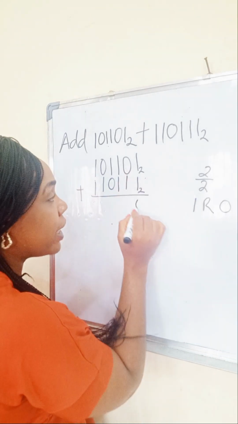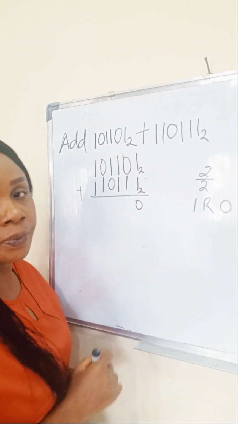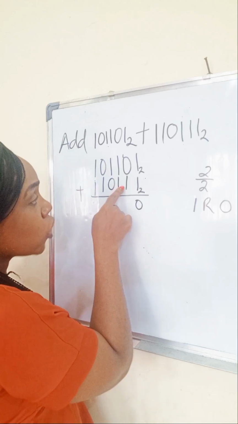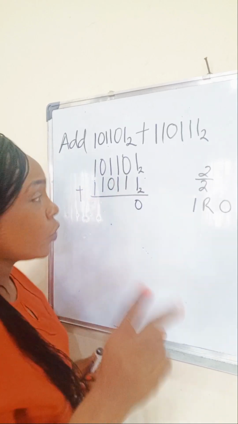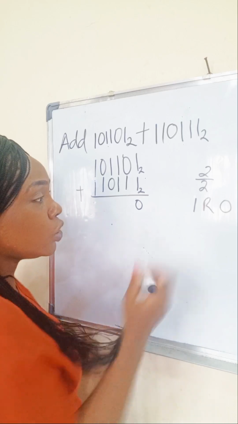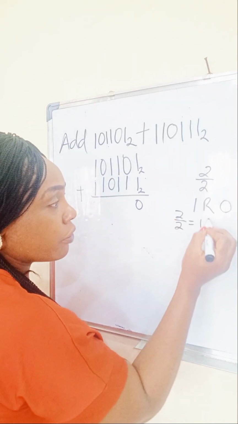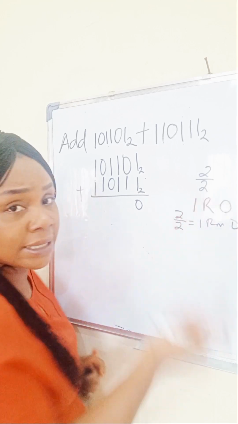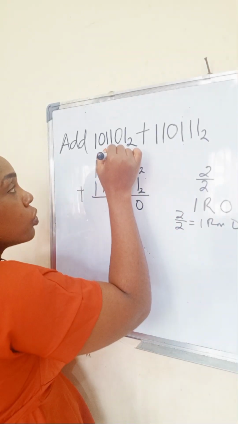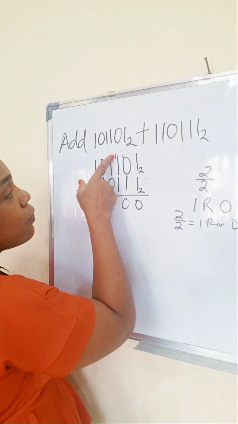Now we write down the remainder, which is 0, and carry 1 down here. Okay, 1 plus 0 is 1, plus 1 gives us 2. We have 2 again, but we cannot write down 2 here. What we do is to divide 2 by 2. 2 divided by 2 is what? 1, remainder 0. Same as this. Now we write down the remainder, which is 0, and carry 1.